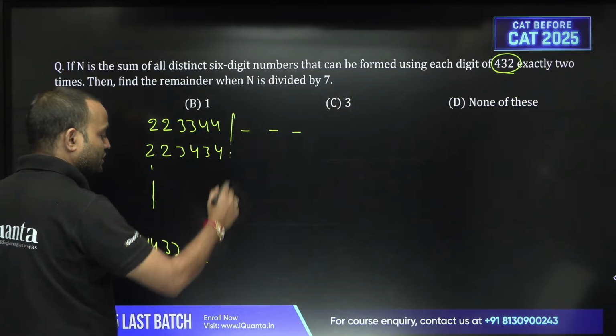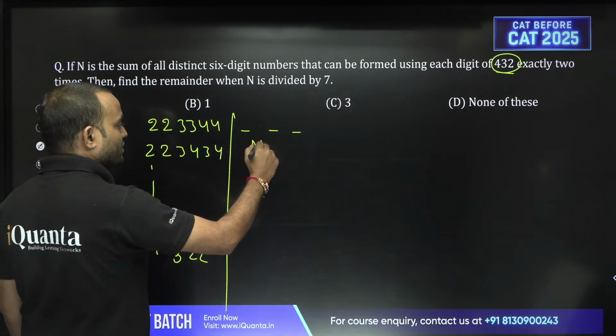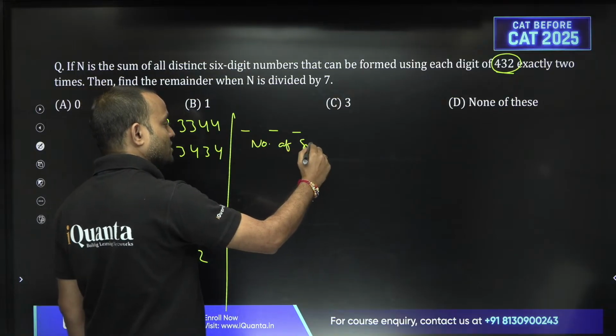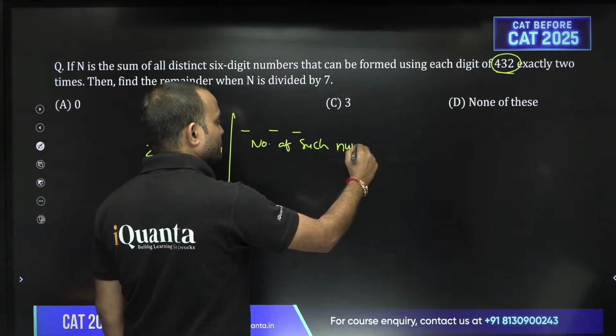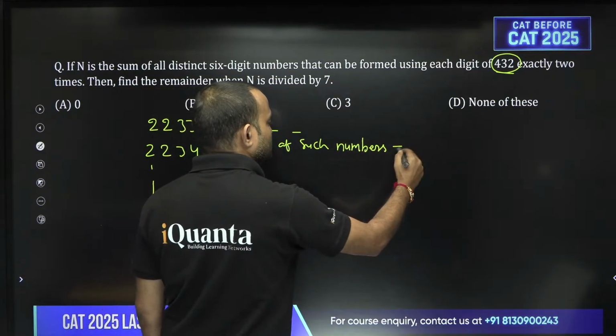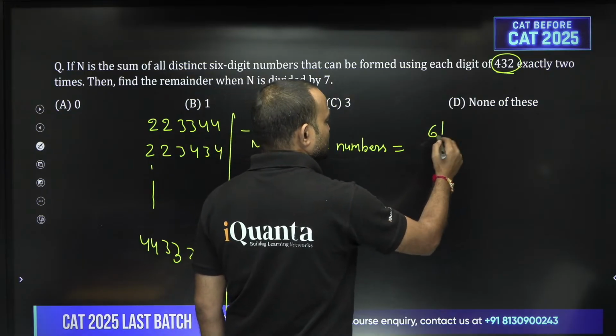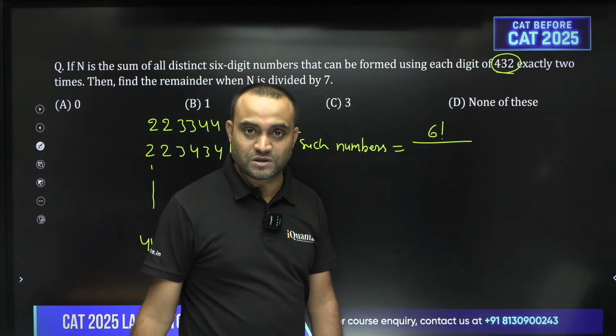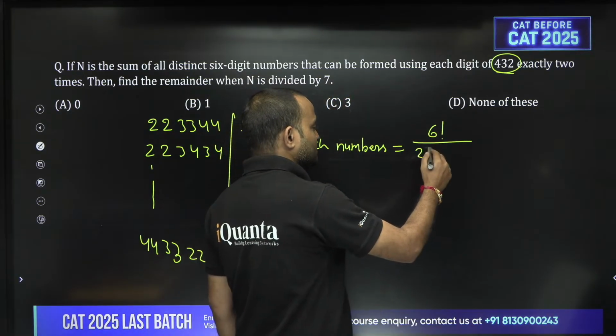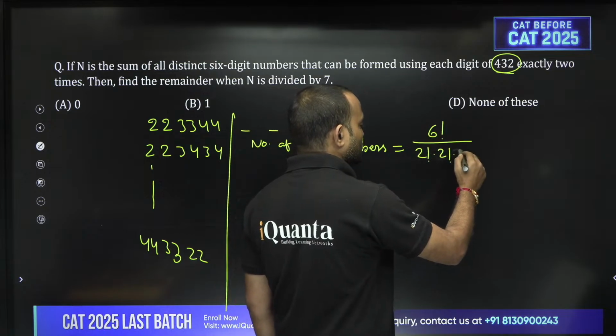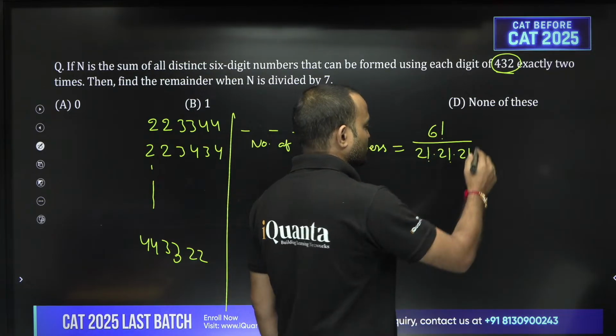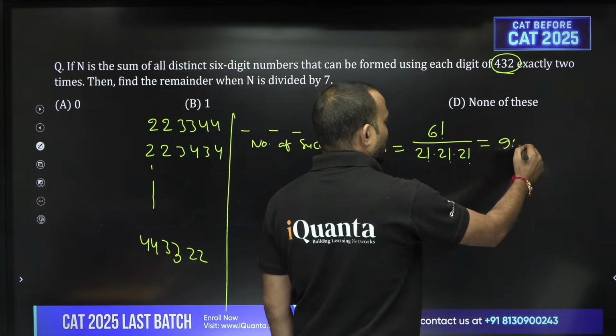How many numbers will be there? Number of such numbers. So there are 6 digits, so 6 factorial arrangements are possible. 2 is used twice, 2 factorial, 3 is used twice, 2 factorial, 4 is used twice, 2 factorial. That is equal to 90.